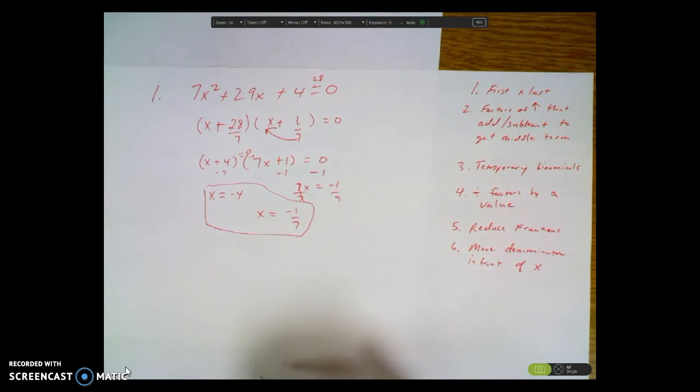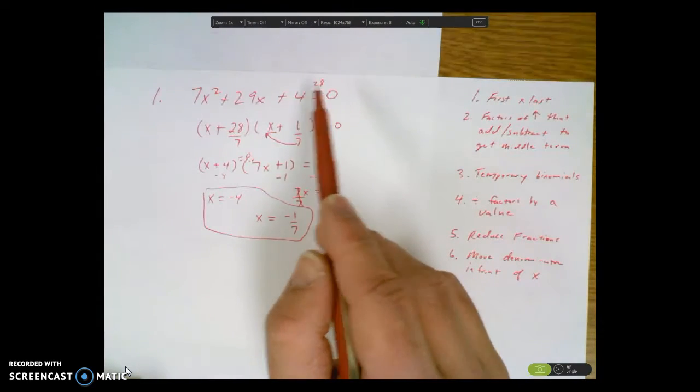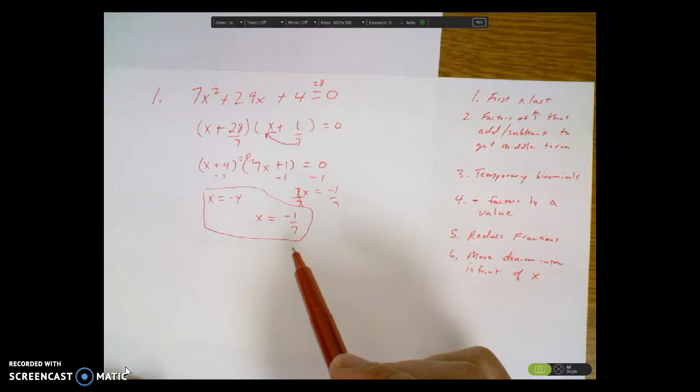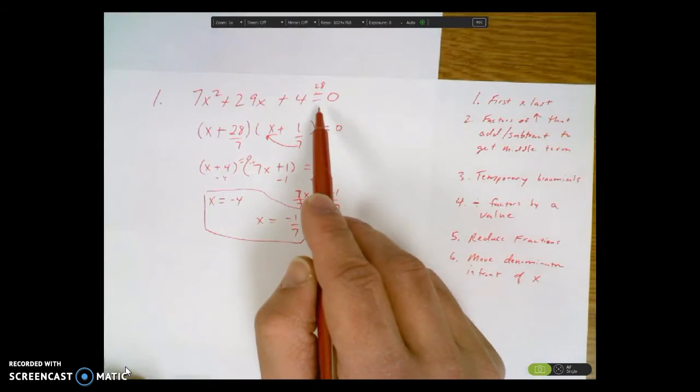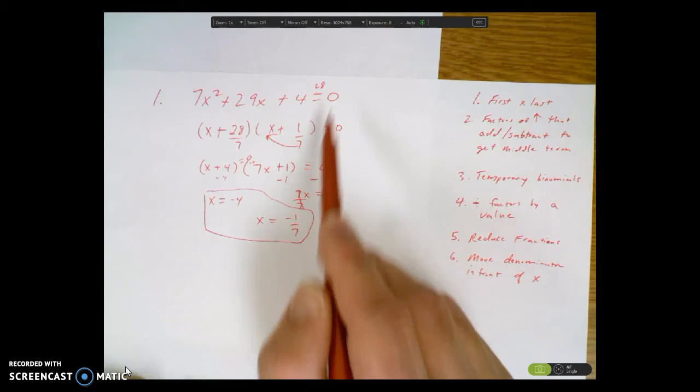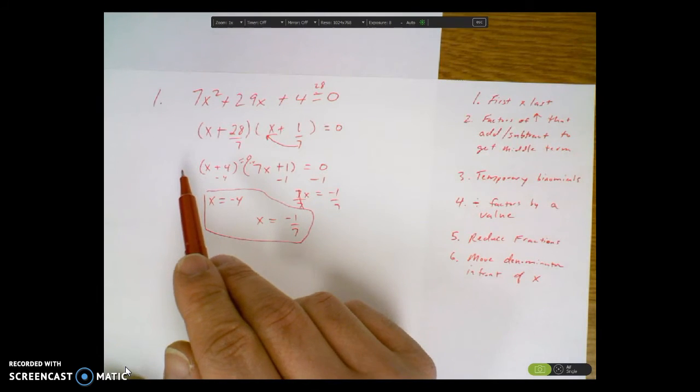All right. So this was, I believe, example 4 in 8.7. And again, it's just our factoring, and we're setting it equal to 0 so we can actually solve it by using the zero product property.